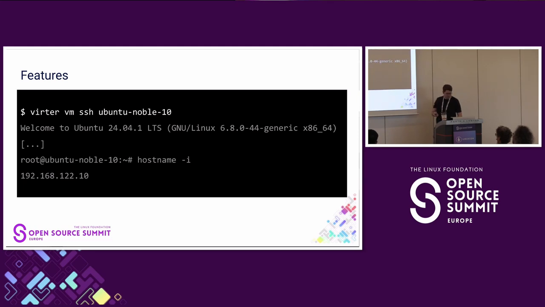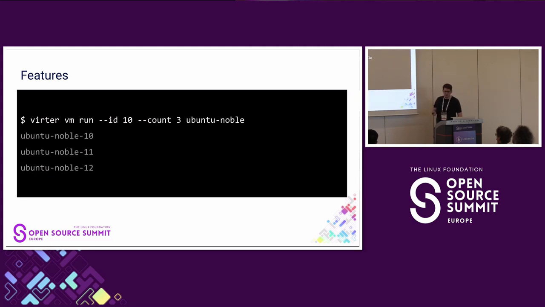Especially if you're starting multiple VMs. Speaking of which, if we use this count parameter here, we can just start three VMs. And that's, I think, another powerful part of it. Usually you would run through the installer three times or maybe clone it, and it's a bit cumbersome. Here you just supply count three, and it just does 10, 11, and 12, and you have three VMs at the same time.